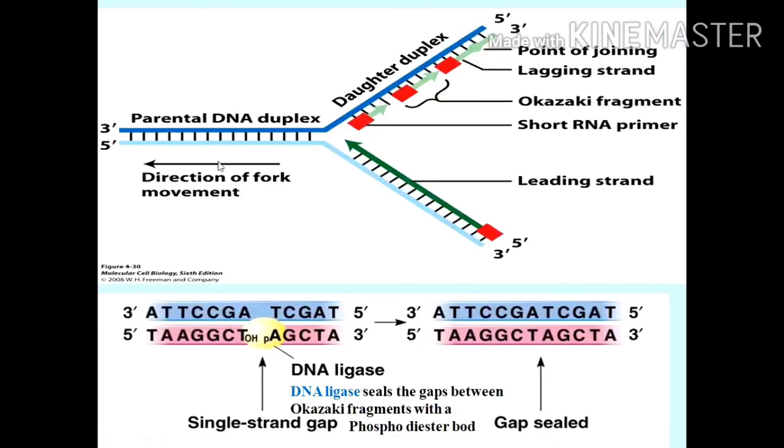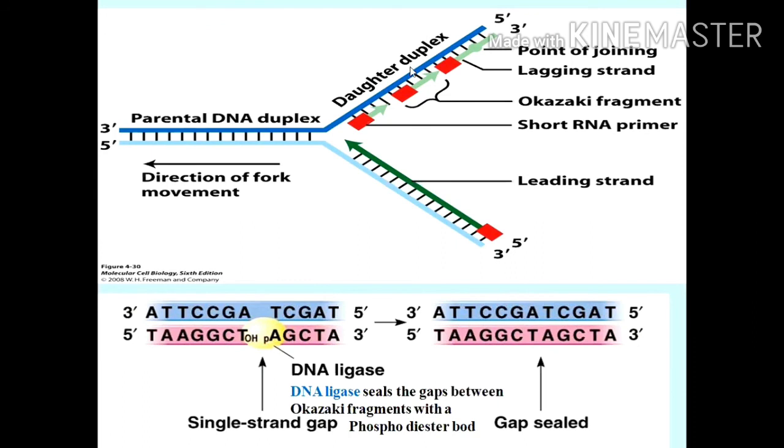So this is the parent DNA duplex. This is one of the parent DNA strands, and this is another template, the 3' template. This 3' template synthesizes a new DNA strand towards the replication fork, continuously. That strand is known as the leading strand. So the leading strand is always synthesized in the 5' direction towards the replication fork.